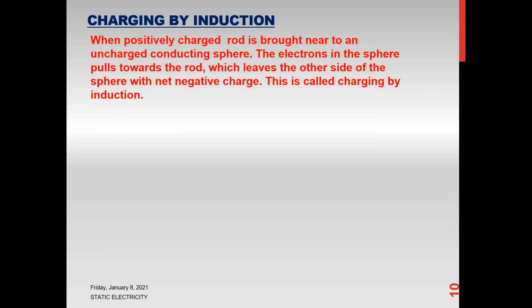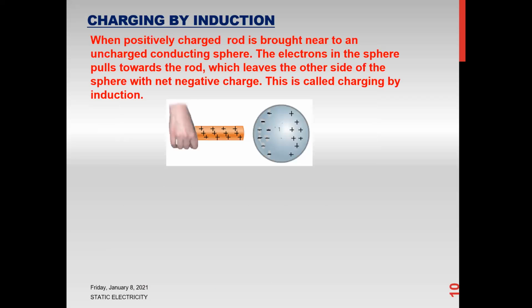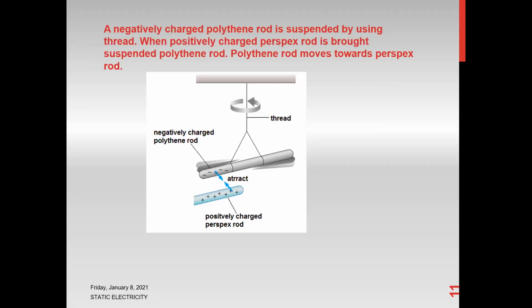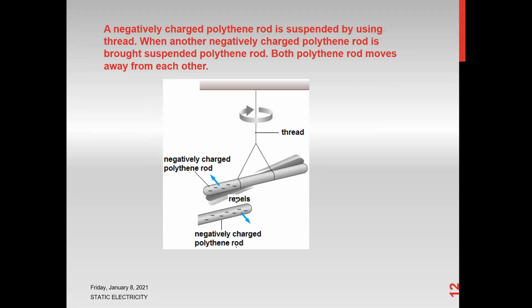And charging by induction: if I bring a positive charge rod, you can see this is a positive charge rod, it creates a distribution of the charges, negative charges on one side and positive charges on the other side. And if I bring a negative charge rod, positive charges on one side and negative charges on the other. And according to the law of electrostatics, if two unlike charges are there, like positive and negative, they will attract each other. And if two like charges are there, they will repel each other.